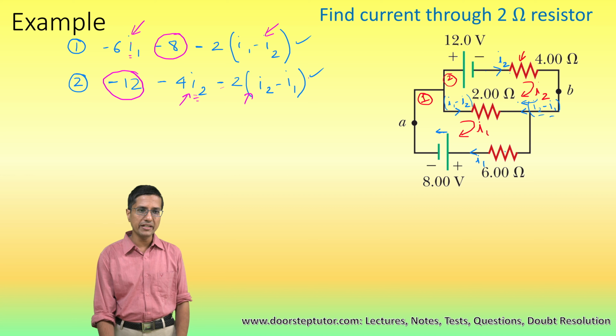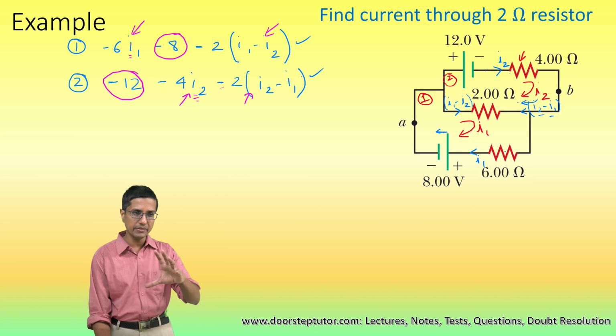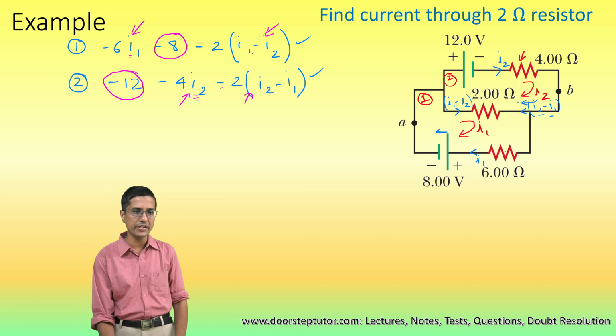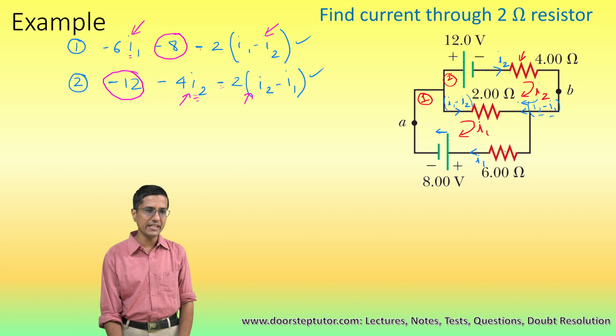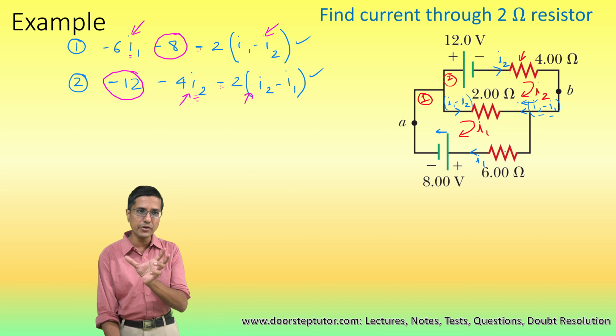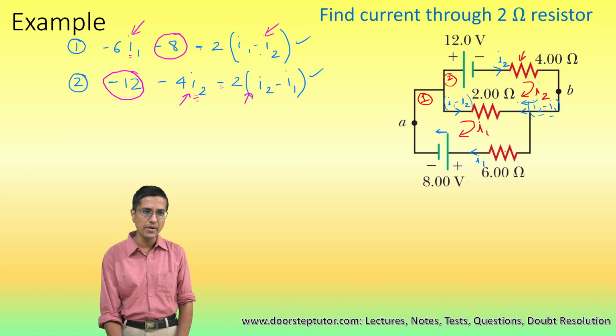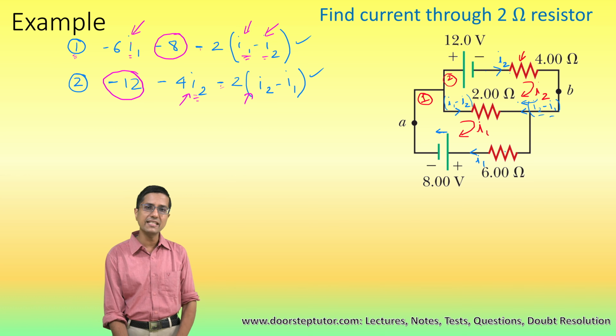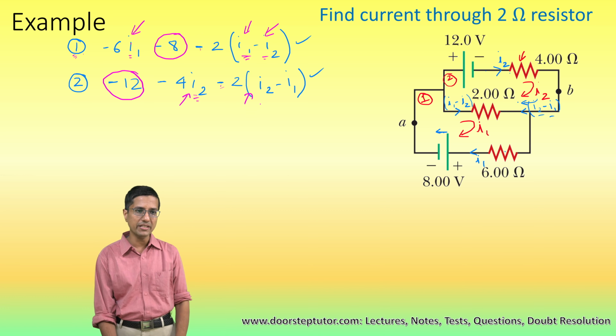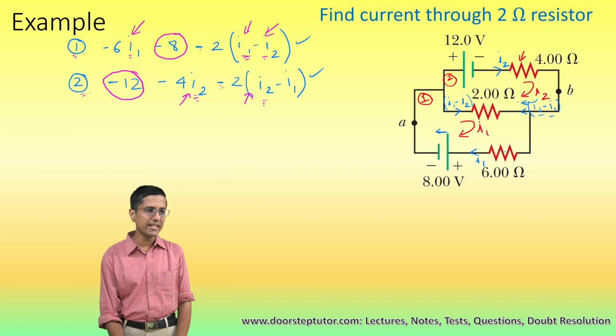In case of the intersection of two meshes, I can write the potential difference as a drop, provided I take my current as the current in the mesh minus the current in the adjacent mesh. So here we were analyzing mesh number 1. So I wrote my current as I1, which is the current in mesh number 1, minus the current in the adjacent mesh. Here I am writing it as I2 minus I1 because I am doing the analysis of mesh 2.